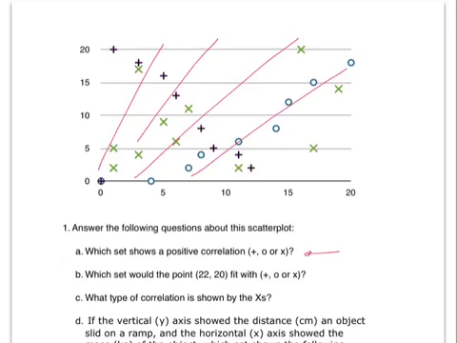Negative correlations run in the opposite direction, so as your x component gets bigger, as you move to the right, the y component gets smaller. So you'll see negative correlations tend downwards like this kind of thing, so one of them fits that.